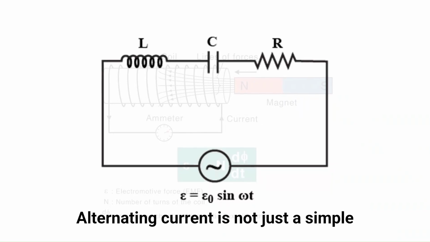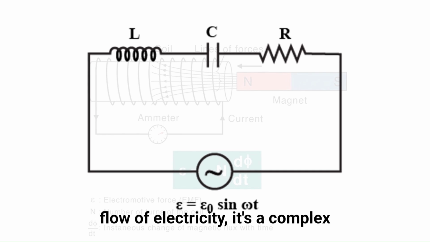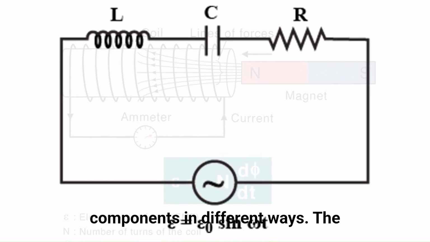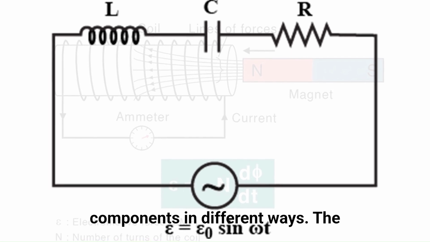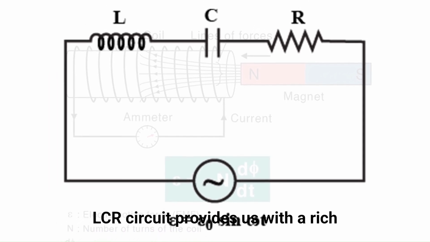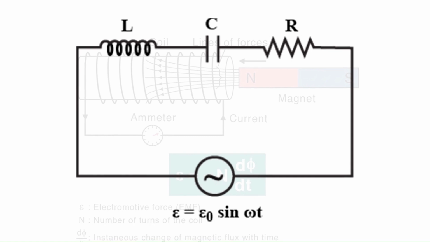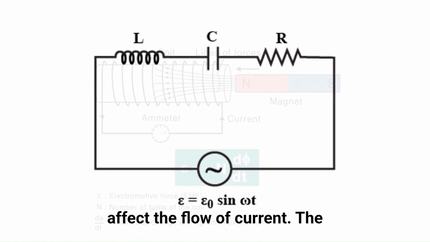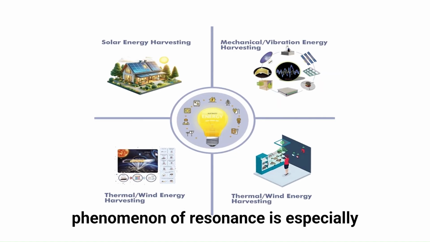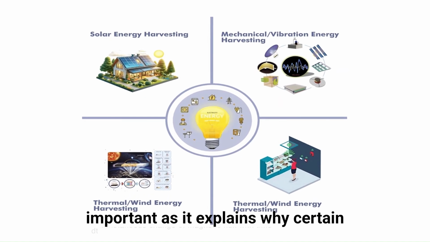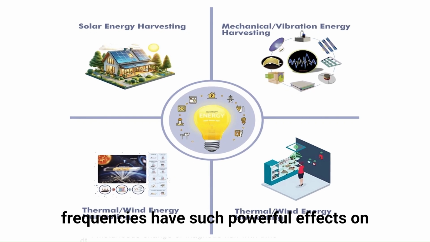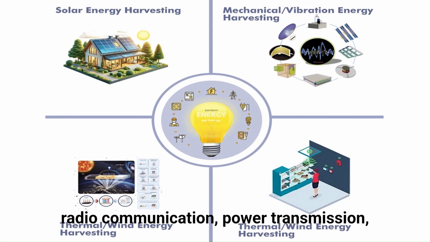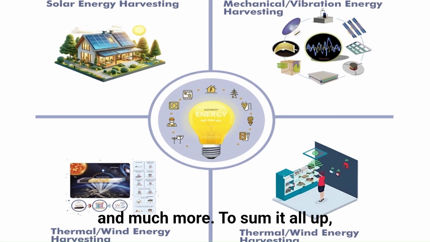Alternating current is not just a simple flow of electricity, it's a complex phenomenon that interacts with various components in different ways. The LCR circuit provides us with a rich environment to study how resistors, inductors, and capacitors work together to affect the flow of current. The phenomenon of resonance is especially important as it explains why certain frequencies have such powerful effects on AC circuits, enabling technologies like radio communication, power transmission, and much more.